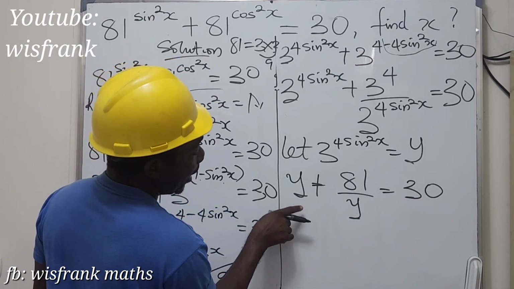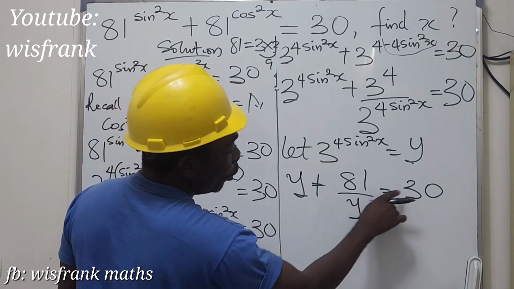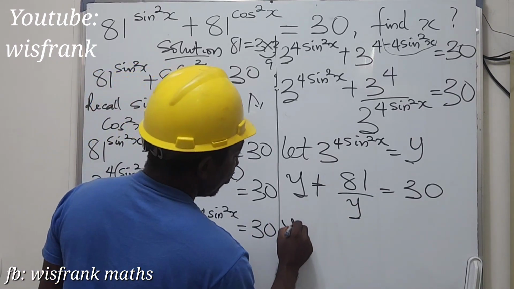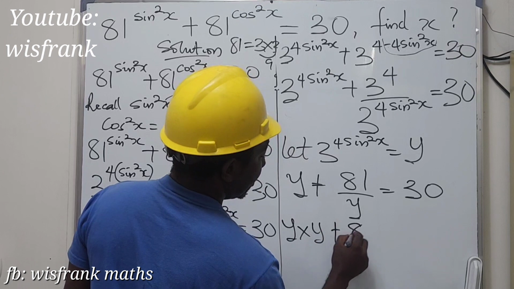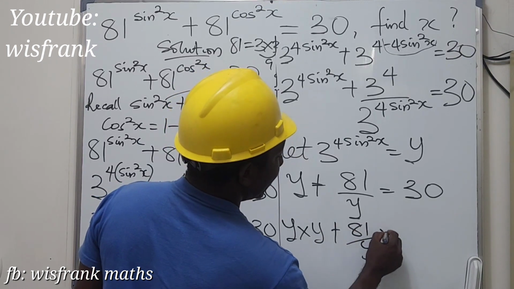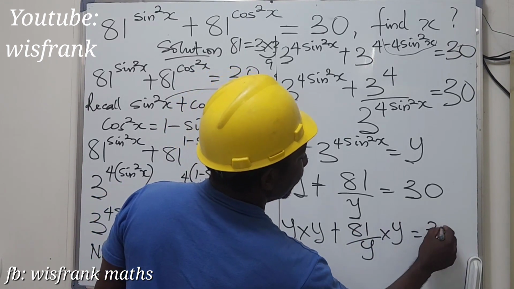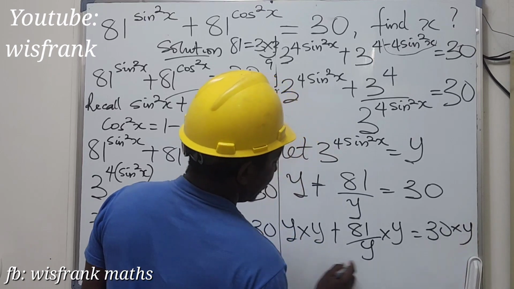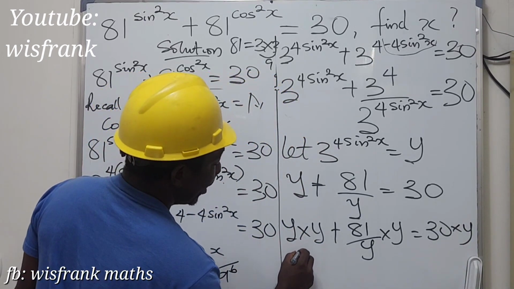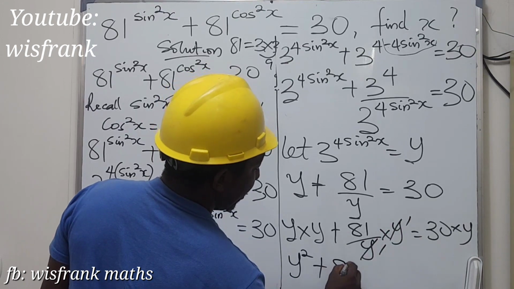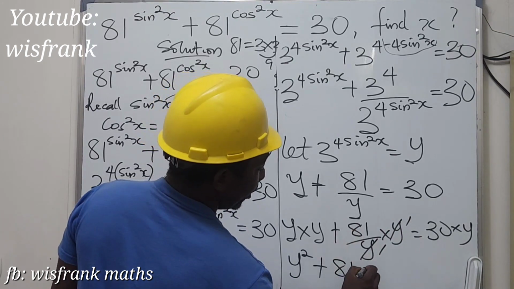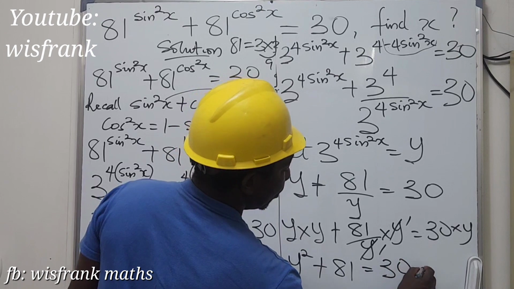So in this case, we can multiply all through by y. So this will become y times y plus 81 all over y times y equals 30 times y. So we have y squared plus 81, because y will cancel here and y will cancel here, equals 30y.